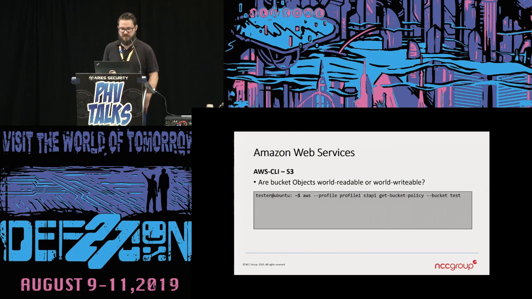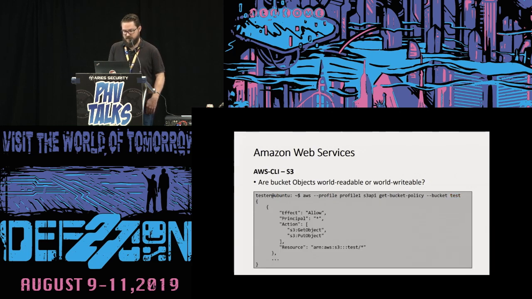So next thing we want to look at is objects within that bucket. Are they world readable and world writable? So from the output before, we've got a bucket named test. So we'll query that with this command. And we can see that this bucket policy for test allows a wildcard for principals, so all principals, any users, to do S3 get object and S3 put object. So it is world readable and world writable for any bucket objects or objects within this bucket.